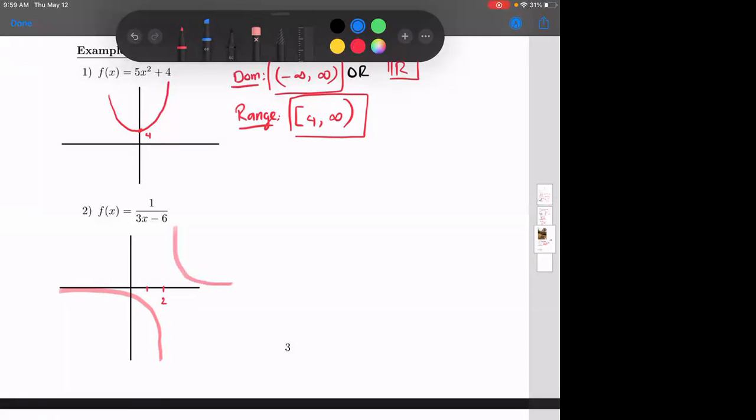So these two right here, they're called the vertical asymptotes. That means the graph never touches it. Never, ever. So the domain, someone tell me what's the domain in interval notation?